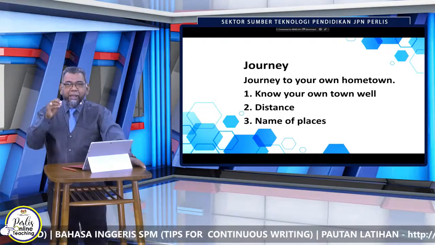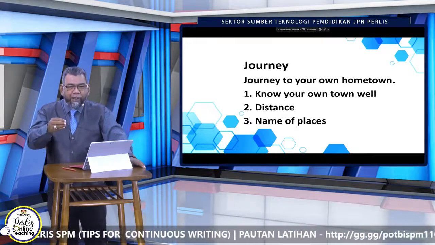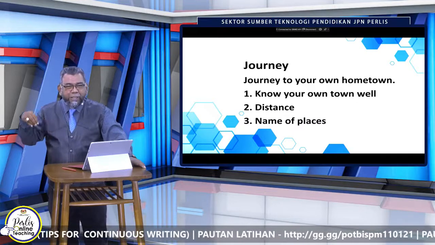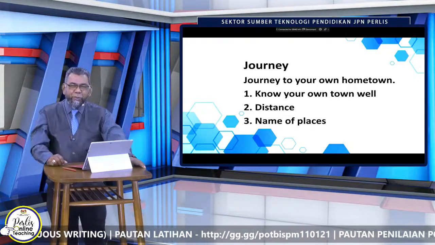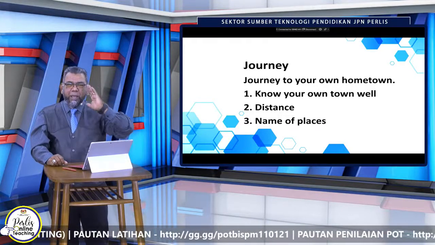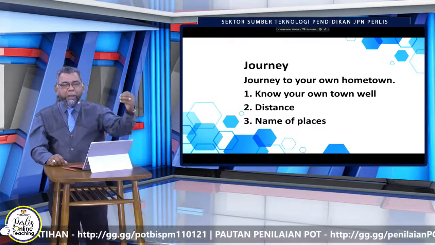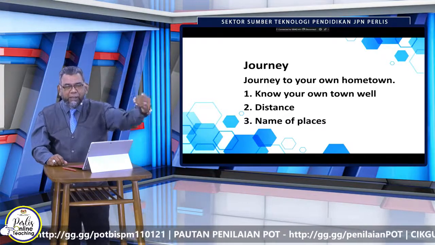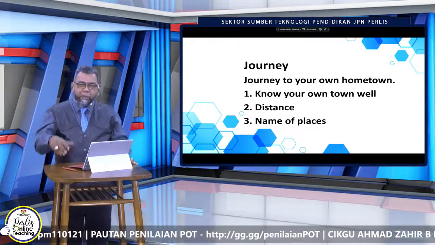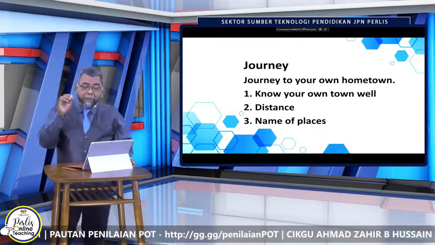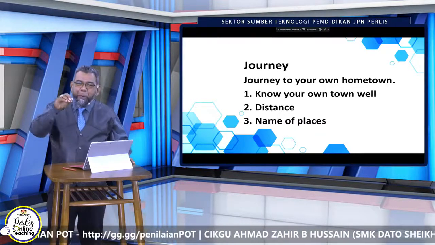Kamu kena anggapkan diri kamu ni orang Kuala Lumpur dan nak bercuti di Perlis. Bukannya orang Perlis tapi nak bercuti di Kuala Lumpur. Ini susah. Susah sebab kita tidak biasa dan kita tidak mempunyai pengetahuan yang banyak tentang tempat tersebut. Tapi kalau kita anggapkan diri kita dari Melaka contohnya, kita nak bercuti ke Perlis, we know Perlis very well. It's like the back of our palm. So, this is why. Bila kamu tulis, kamu kena tulis melawat ke Perlis.